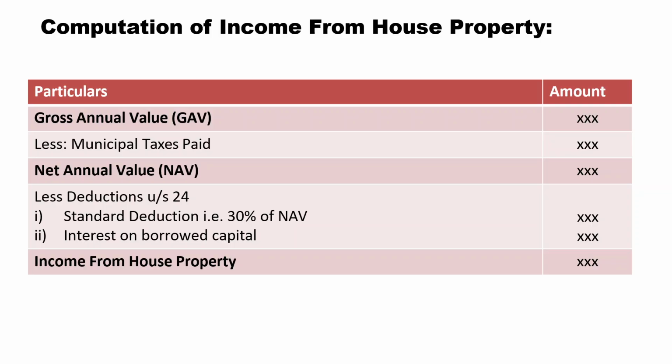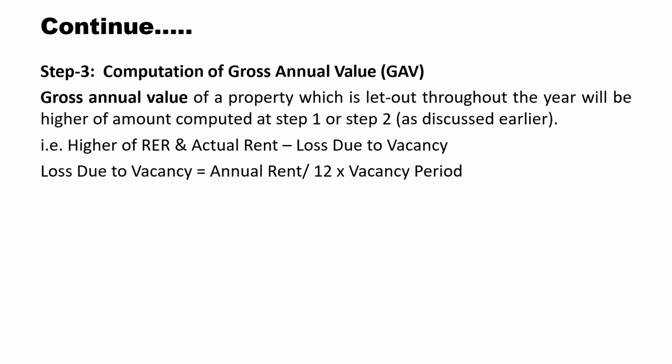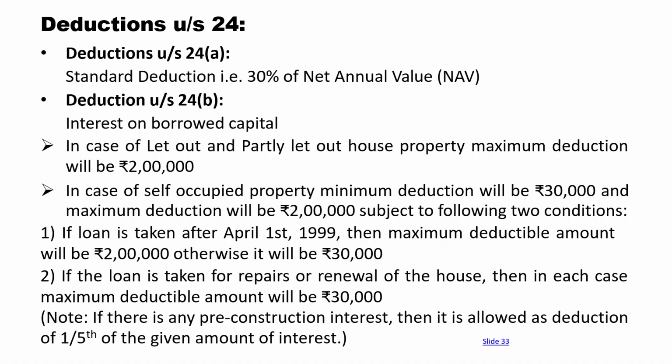Okay. So once you get the net annual value, from that net annual value you have to deduct the deductions under section 24. Two deductions are there. Now, which these two deductions are, we are going to discuss in detail. So under section 24, the first deduction is the standard deduction. That is 30% of net annual value. Always, this is the fixed amount. The net annual value you got, 30% of that amount you have to calculate, and that is the standard deduction, and you have to deduct it from the NAV.